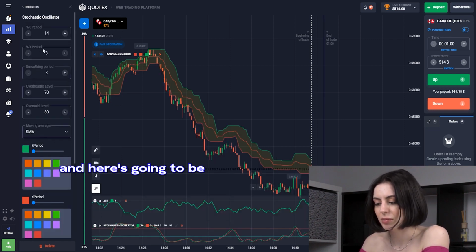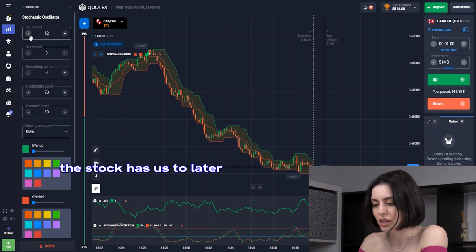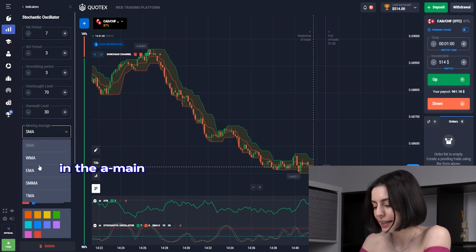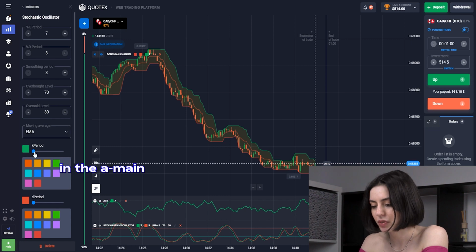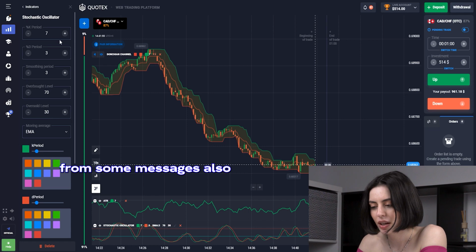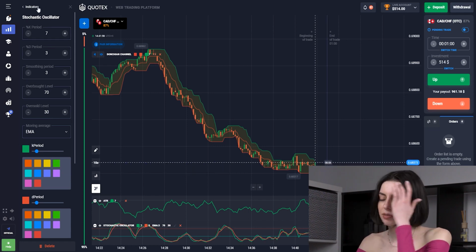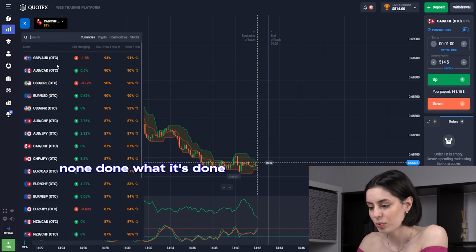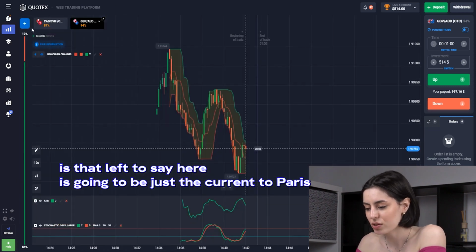And here's gonna be the stochastic oscillator, the 7 to the EMA. I don't know. Just got distracted from some messages also. Done. Done when it's done, as I love to say.